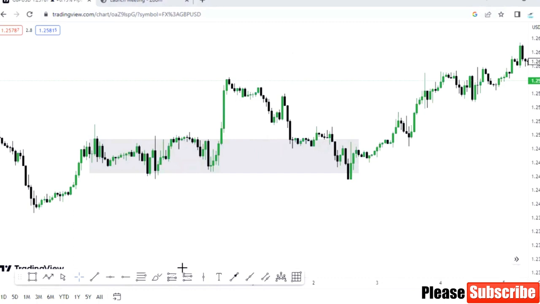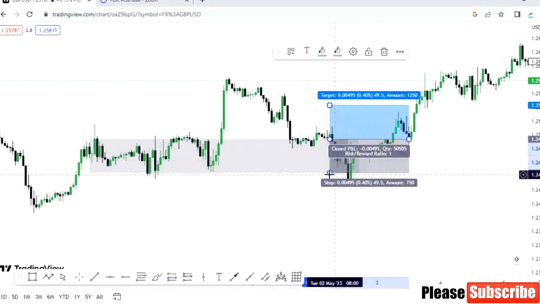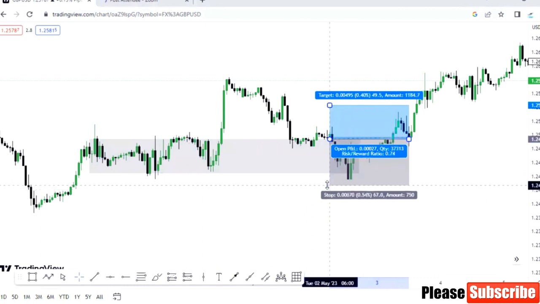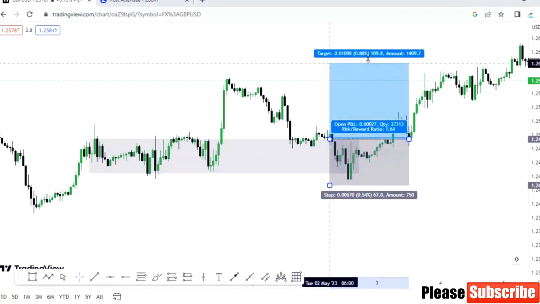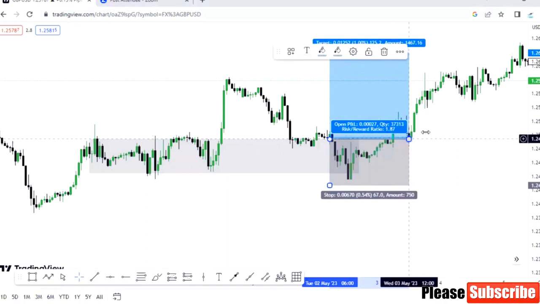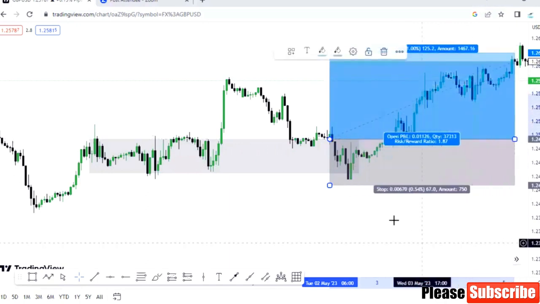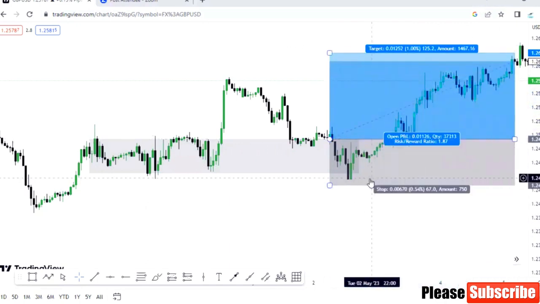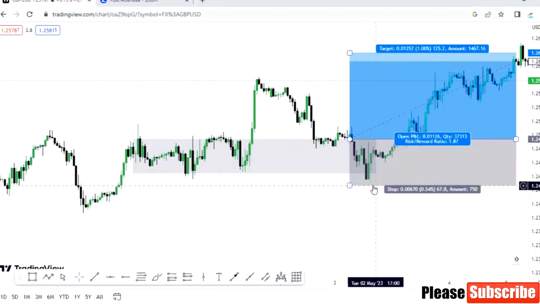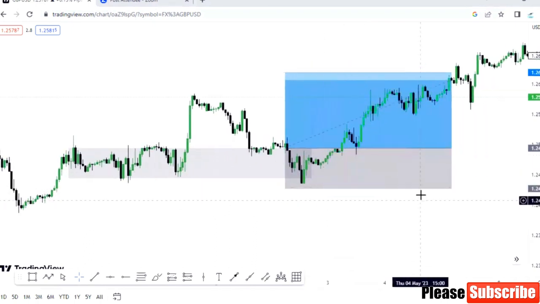Now let's say you want to buy this market at this point. You can see, let's say the market comes in here and you want to buy, you put your stop loss here and all of that. Now you put a take profit all the way up here. Now the thing is, you're going to make money all right, but you can see this is a 67 pip stop loss. Like, who wants to have a 67 pip stop loss? Nobody. And this is why we have order blocks.